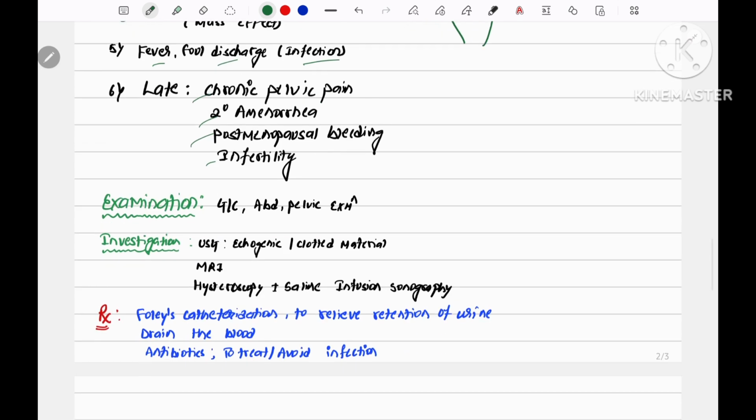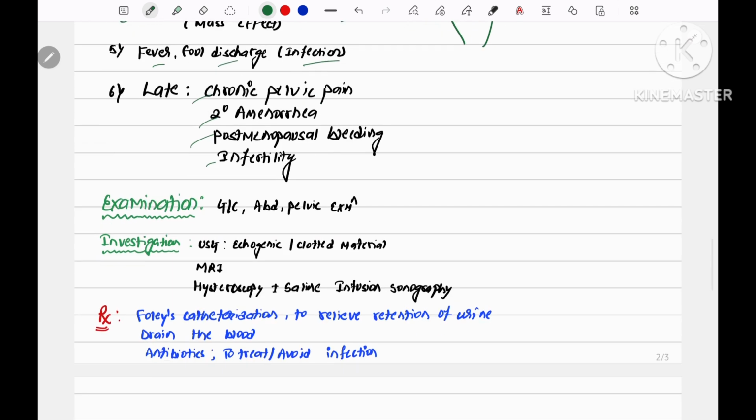Now what we have to do? We have to do examination. At first we will look at the general appearance. We will look for anemia, and then we will examine the abdomen to know the involution of the uterus. We have to know the size of the uterus, and also we have to do the pelvic examination.